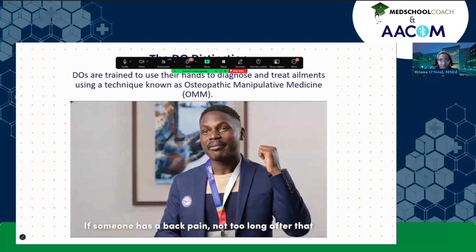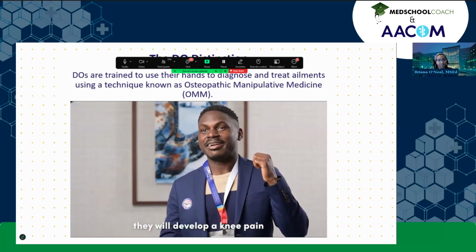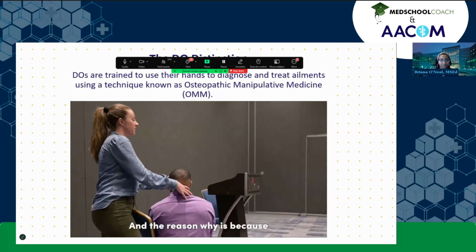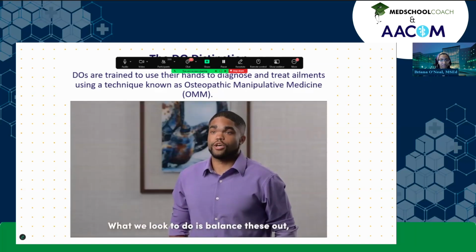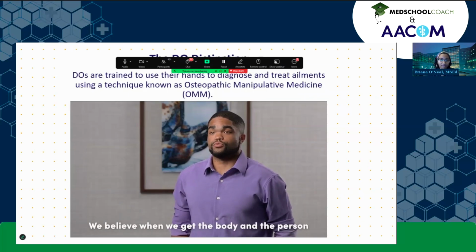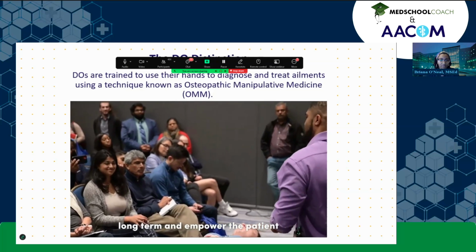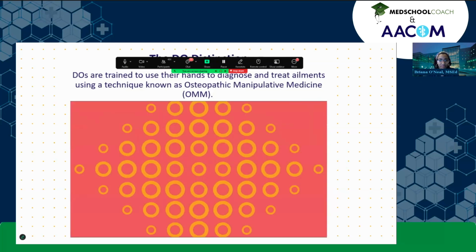If someone has back pain, not too long after that, they will develop a knee pain. And oftentimes they will ask me why. And the reason why is because the body is interconnected. What we look to do is balance these out, get their pain down, get their tenderness down, so that they're able to function more optimally. Because we believe when we get the body and the person to function more optimally, they're able to heal better long-term and empower the patient to do things on their own in the future that help them maintain their health.